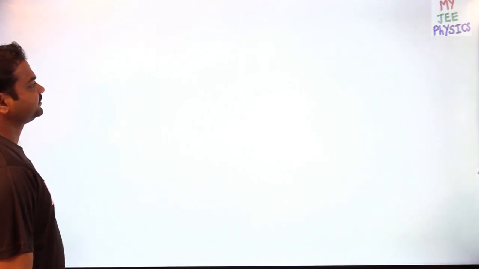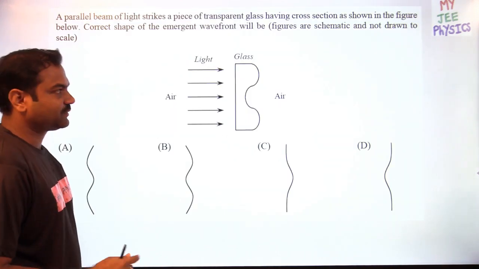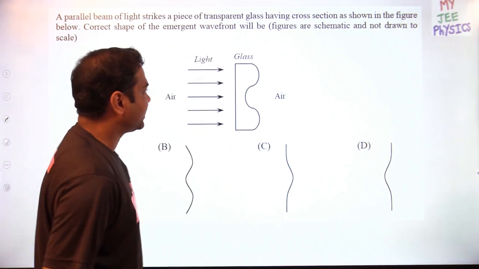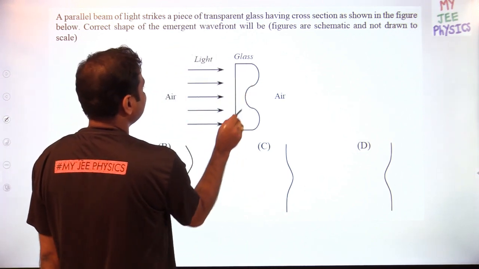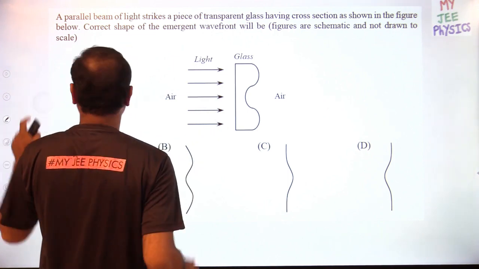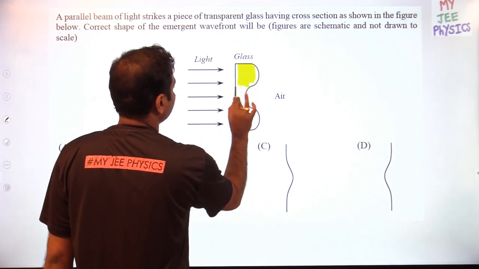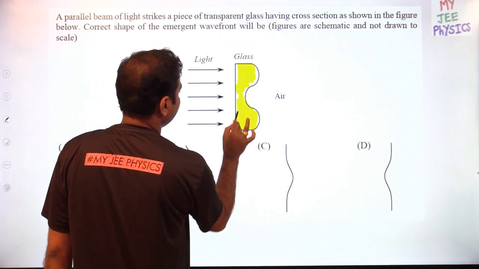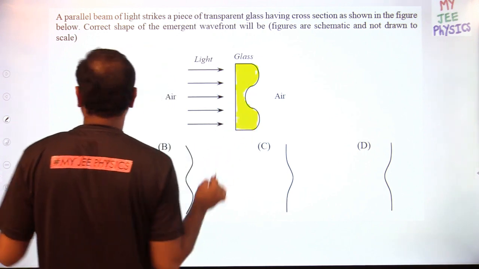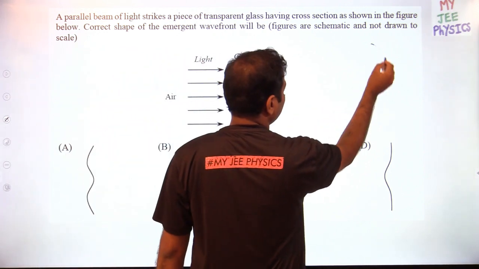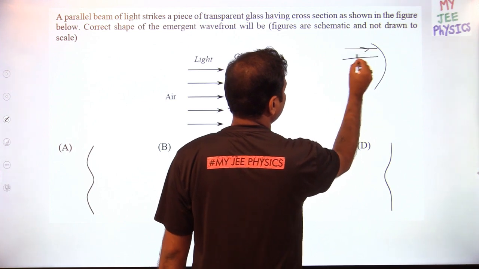Let us go with the next question, which is related to wavefronts. Now this is the glass as given, and light is passing through it. Glass has some refractive index. You can solve this question in two different ways. The first way is something like this. Now this is the glass curvature, and the rays are something like this.